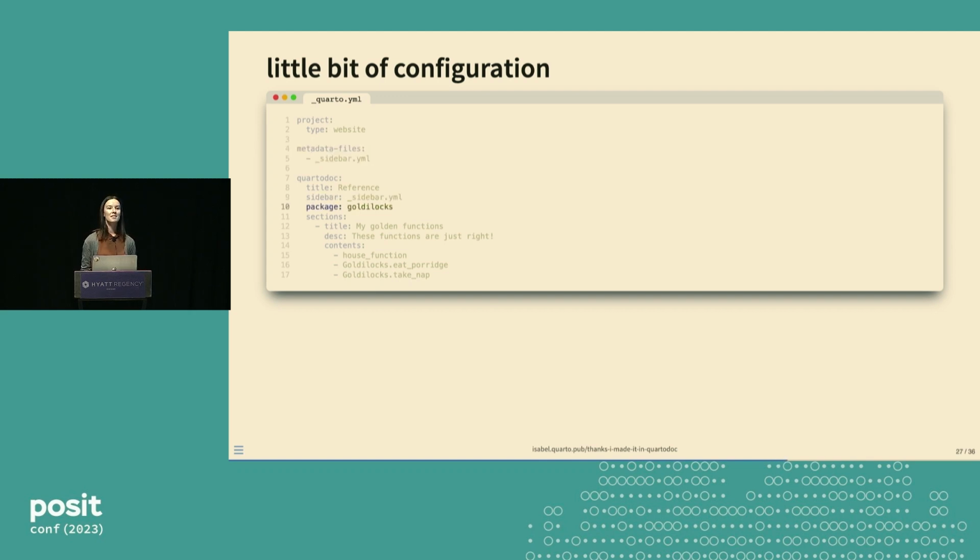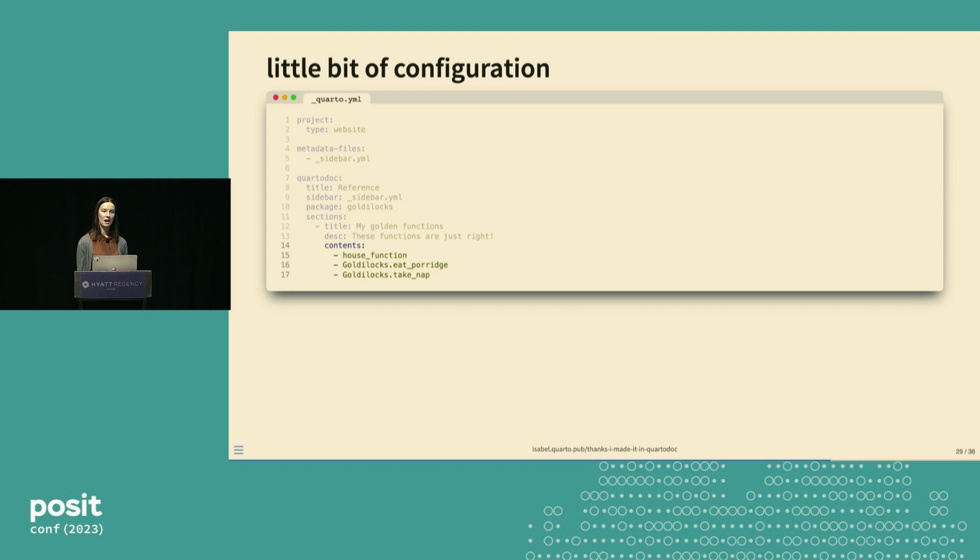You also have to say the name of the package you would like to document. It needs to be imported into the environment you're running this in. And then you get to create your index page. This page is kind of like the landing page for all your functions. You're going to give it a title, like my golden functions, and a description that they are just right. It's going to be a scrollable list of all your functions separated by however many headers you would want. And underneath these headers, you list what you would like to document.